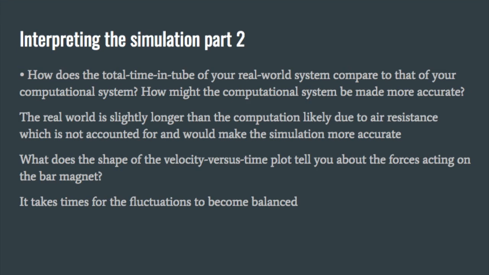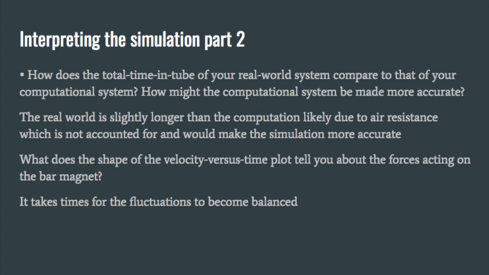Interpreting the simulation part 2. How does the total time in tube of your real-world system compare to that of your computational system? And how might the computational system be made more accurate? The real world is slightly longer than the computational is, but that is likely due to air resistance, which is not accounted for, and if it were added, it would make the simulation more accurate.